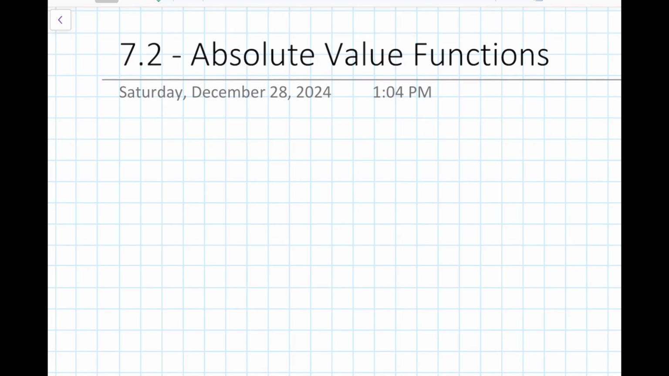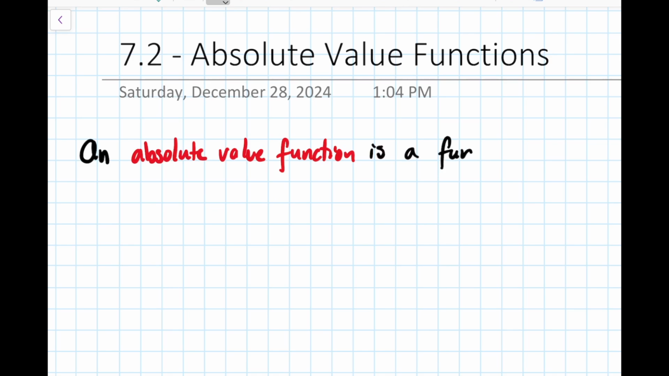This is the second video in my little mini unit on absolute values. In this video, I'm going to go over how to use absolute values when you're drawing graphs, when we're dealing with absolute value functions. Going straight into things, an absolute value function, and this should not be surprising to you if you've looked at all at radical functions or rational functions or anything like that, is just a function with an absolute value in it. But specifically a variable inside that absolute value.